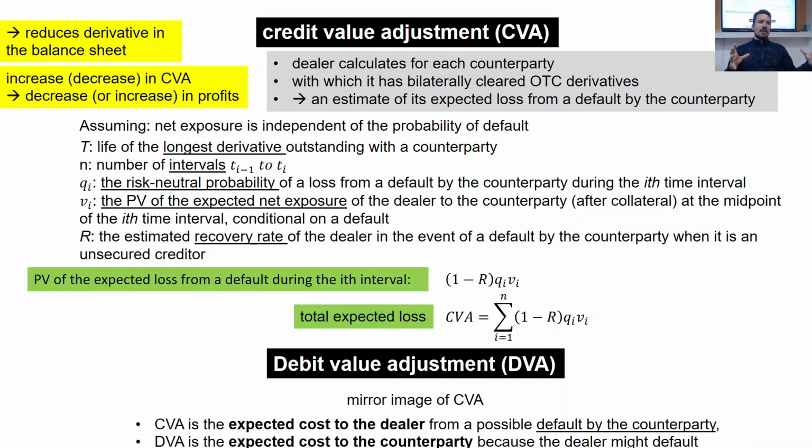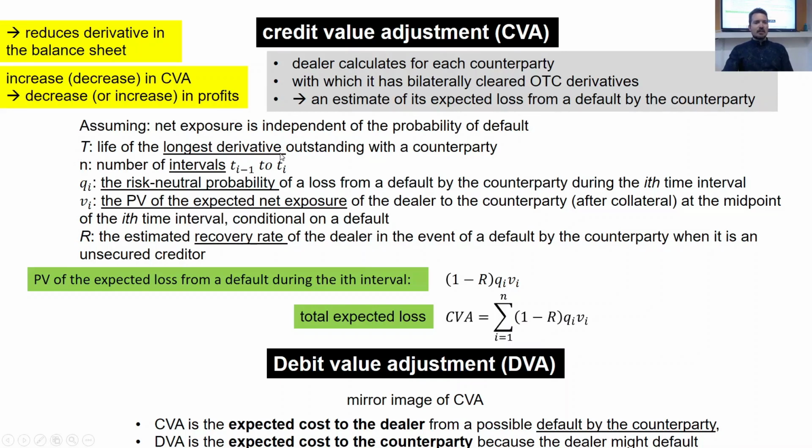Also, there is a chance that profit will be increased or decreased because of the CVA. So if the CVA is increasing, then it decreases the profit, or if it's decreasing, then it increases the profit. So not just the balance sheet effect, but also a profit effect is added. And what kind of ingredients do we need here?